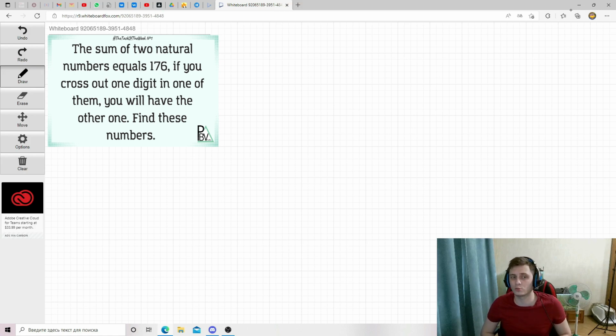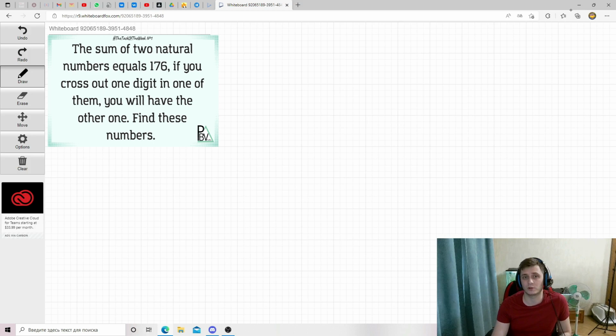The task is the following. The sum of two natural numbers equals 176. If you cross out one digit in one of them, you will have the other one. Find these numbers. It is obvious that the first number is 3-digit, and by crossing out one digit we will naturally get a 2-digit number, because other combinations don't work.